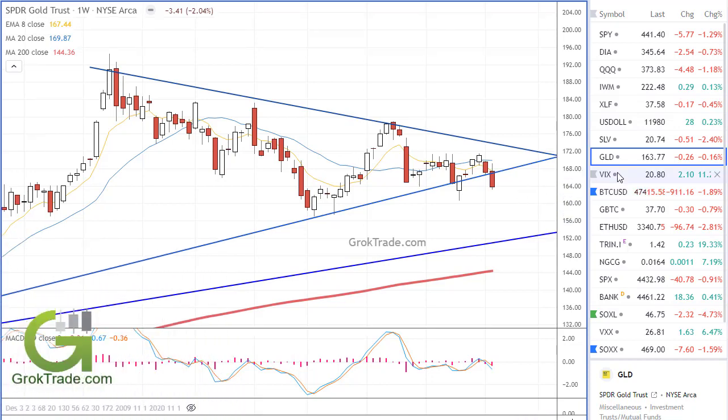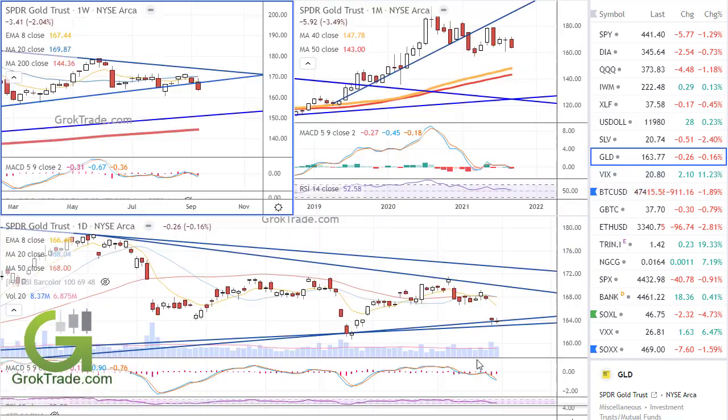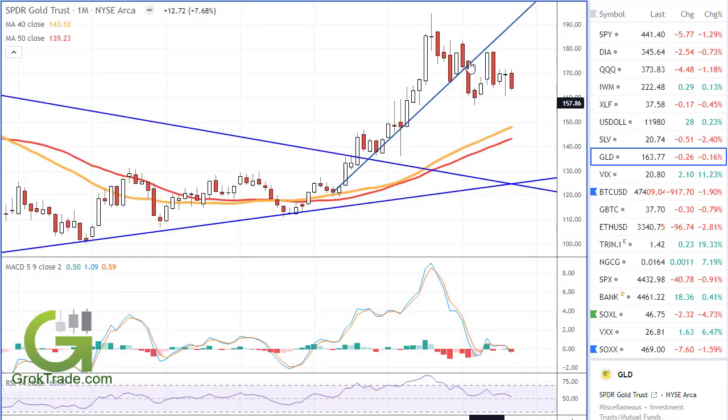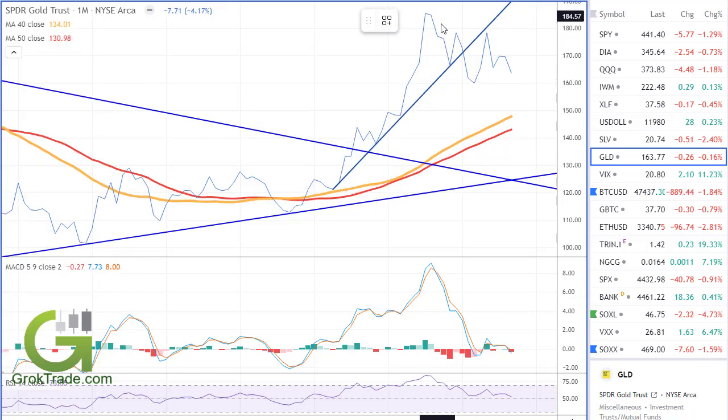So anyway, that's gold. If you look at gold and go over to the weekly, the monthly has the biggest hope too. This is a bull flag. So the bull flag tells me we have a chance of going higher.